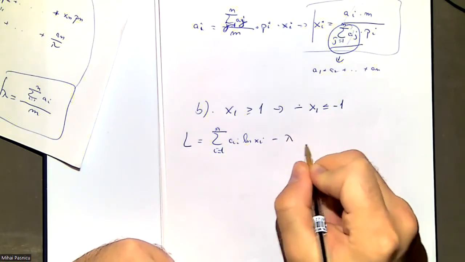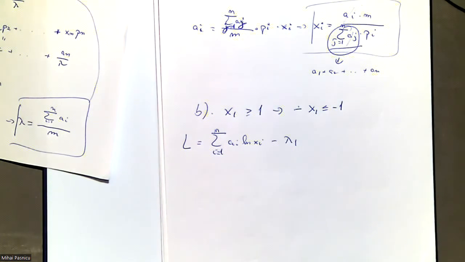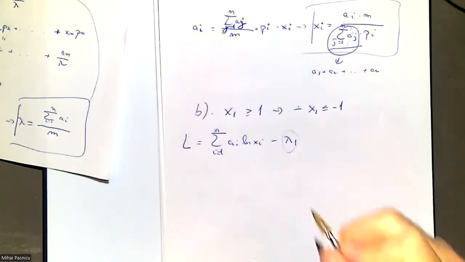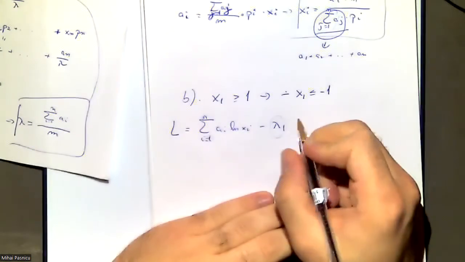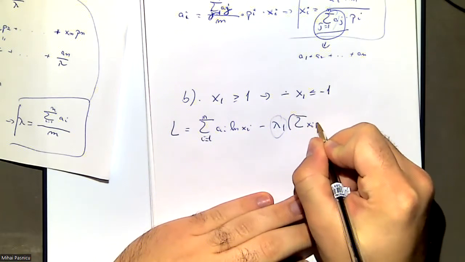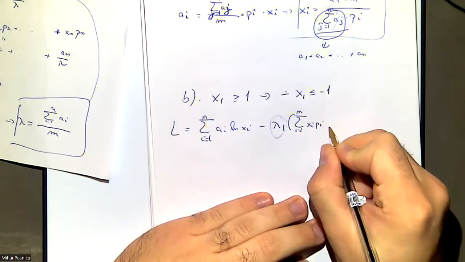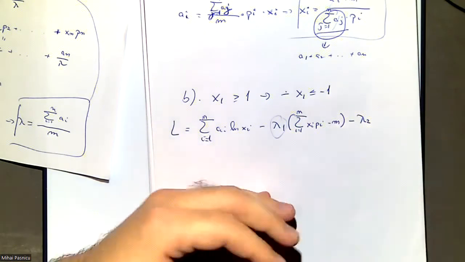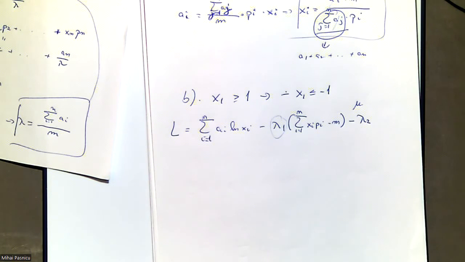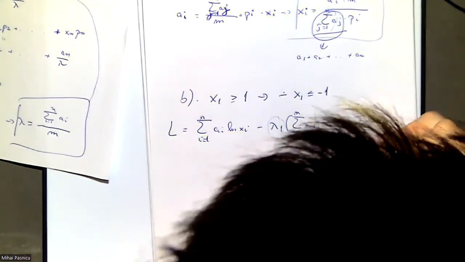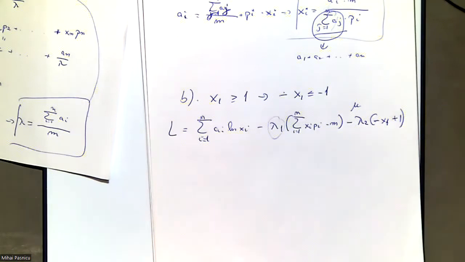minus lambda 1. Again, I don't care about your notation. You can have lambda 1, lambda 2, lambda mu, a, b. The notation for these coefficients doesn't matter. It's whatever makes you comfortable. So lambda 1, and this is the budget constraint, sum of xi pi, i from 1 to n, minus m. And then I have minus lambda 2. I just like using lambda 1, lambda 2. I've seen some people are used to mu. That's perfectly fine. And this is just minus x1 plus 1. Makes sense on the setup of my new Lagrangian with the new constraint?